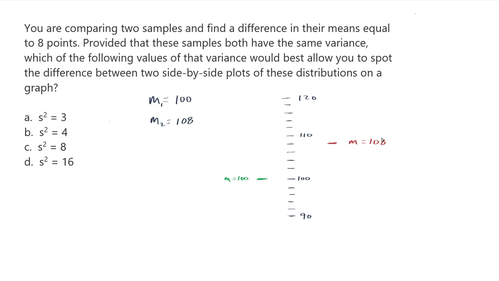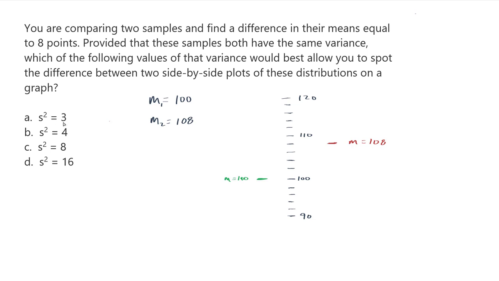Now they want to know which variance, if these both have the exact same variance, out of the ones listed here is going to make it easy to spot the difference between these two distributions. And these are just the means, or the centers of the distributions. So these two distributions side by side. Okay, let's start with the very first one. I've got a variance equals to 3.